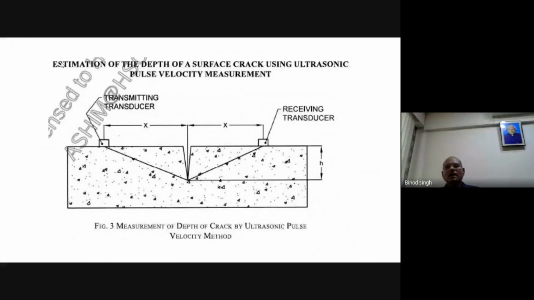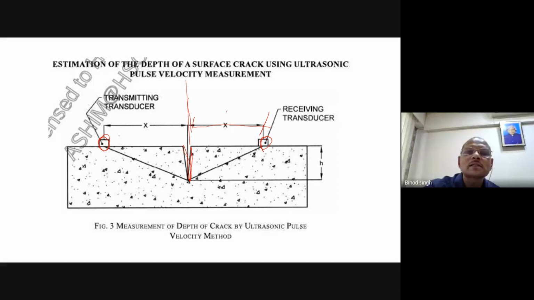Similarly, the new code tells how you can find the depth of a crack. This is something they have included in the new code. With the help of ultrasonic pulse velocity, if there is a crack in the member, you have to find out up to what depth this crack has gone. Say this is the cross transducer: you have put one transducer here and the receiver here. From this you can measure the distance.